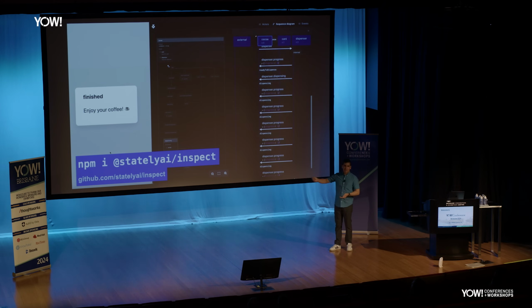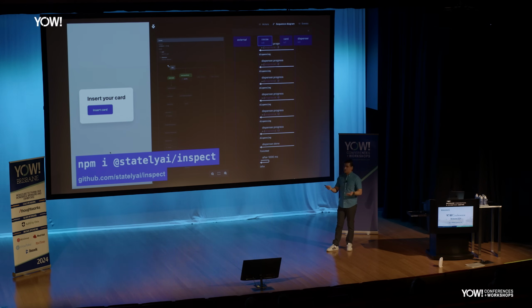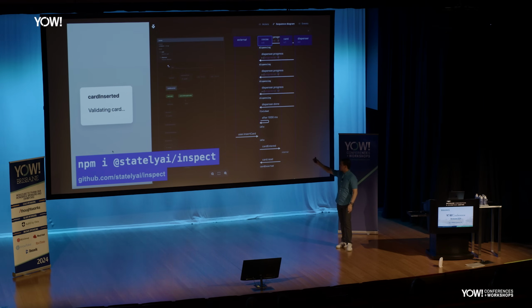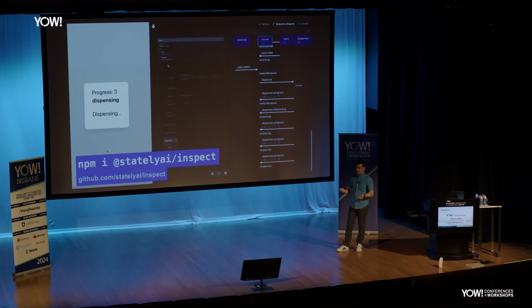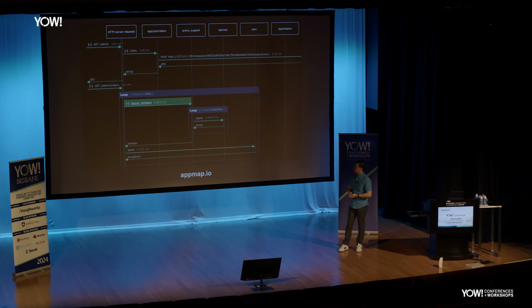So yeah, in this case, we're modeling a coffee dispenser or hot chocolate. I forget which one it is. And you can see that messages are actually being passed back and forth and visualized in real time, which I think is pretty nice. There's also appmap.io, where this works for many languages, not just JavaScript or TypeScript.